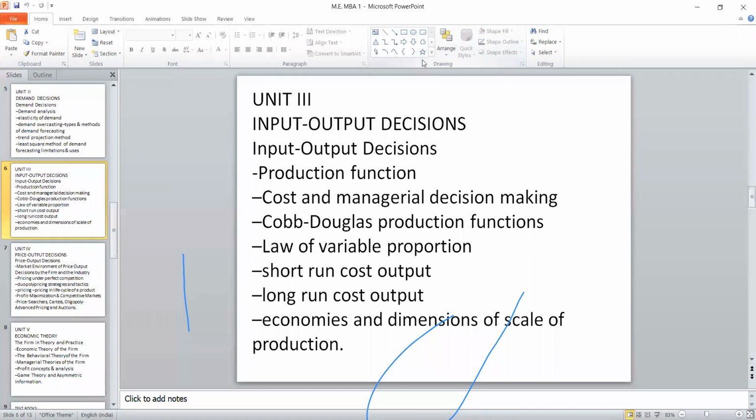So in the first unit, we study the basic concepts in managerial economics, then demand analysis, and finally in the third unit how to construct the production function. All these things are at the factory level. Then we have to move to the outside.